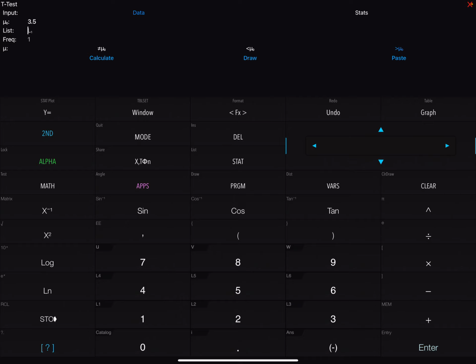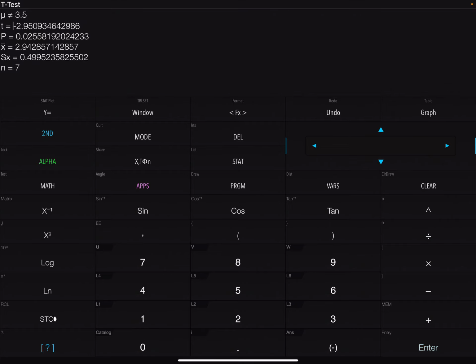you have one list. Remember, frequency means, do you have a frequency list attached to this data? Like, do you have a list that tells me, oh, this occurred 2 times, this occurred 5 times. And since we don't, we just leave it as 1. Now, what kind of test is this? This was a does not equal, so it's a two-tailed. Okay, we hit 2 tails here, or does not equal. Then calculate, and there it is.